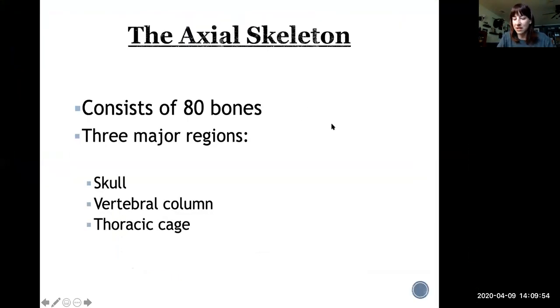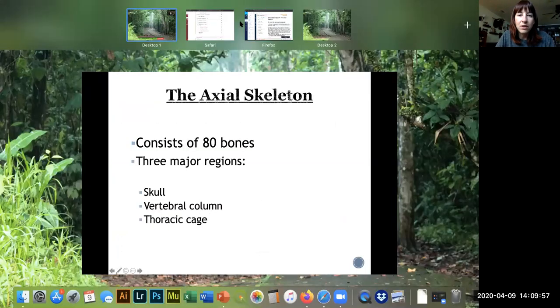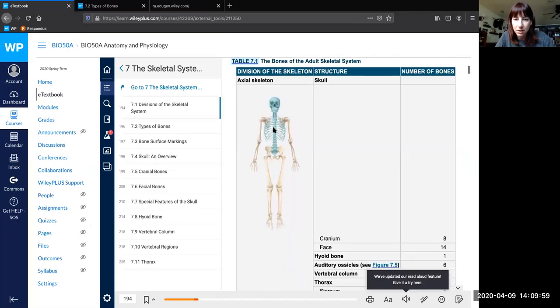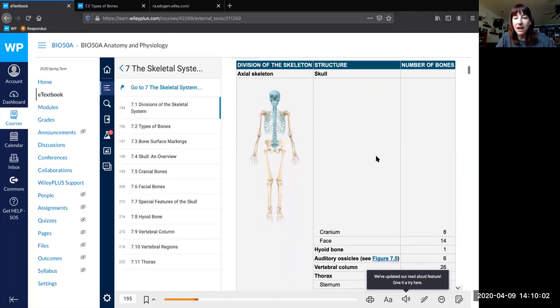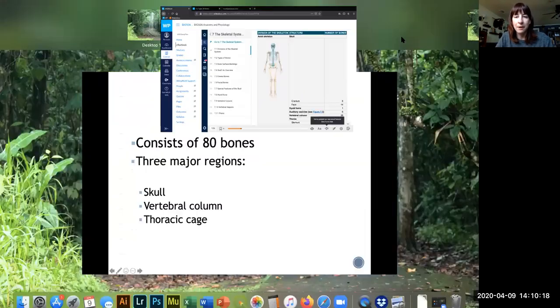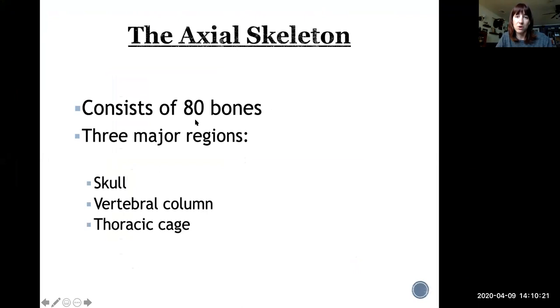So your axial skeleton versus your appendicular skeleton. We've got the axial skeleton, which is basically the axis of your body, right? So it's composed of your skull, your thoracic cage, and your vertebral column, right? So your axial skeleton is blue here. We've got 80 total bones in the axial skeleton, and most of them are skull bones because your skull has a huge number of bones in it. Sorry about that. It just is a lot of bones in there.